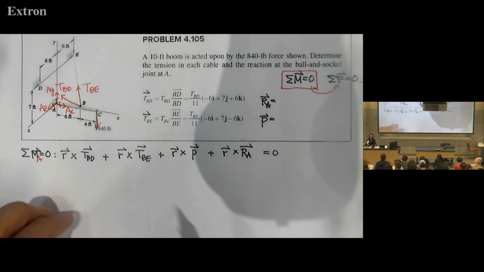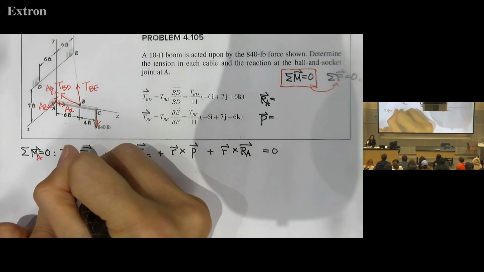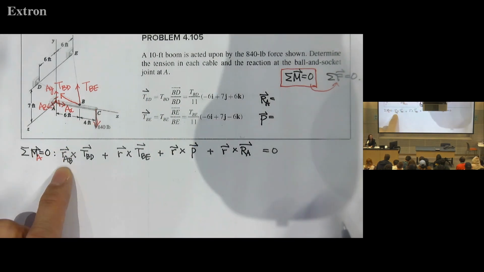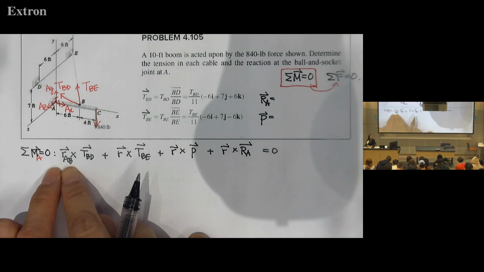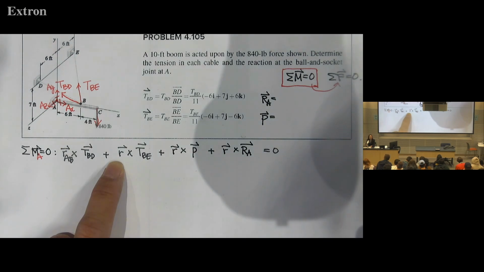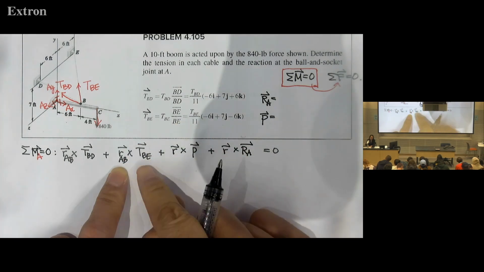Okay, now the position vector. A position vector is a vector connecting the reference point to the point of action of that force, right? And what is the reference point? A. Yeah, the reference point is the same for everything. So the reference point is A, and the point of action for TBD is B. So the first position vector is covered. Next one, what's the position vector? AB, right? Reference A, point of action B.